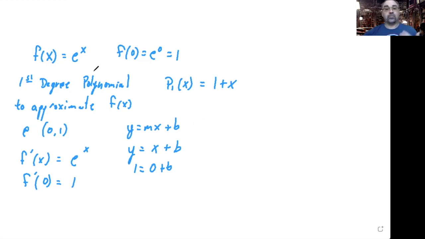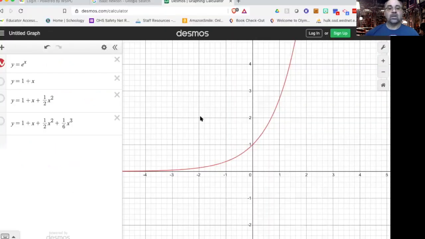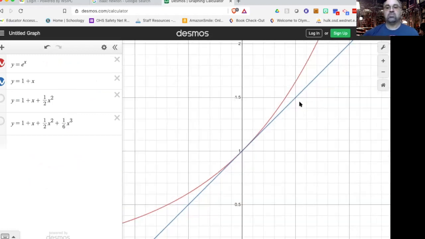And I've actually got that ready to graph for you on my Desmos graphing calculator here. So here's my e to the x function here in red. And when I click on the polynomial 1 plus x, look at that. If you stay pretty close to where the point of tangency is, that point 0, 1, the blue line kind of matches up with the red curve for a little while.